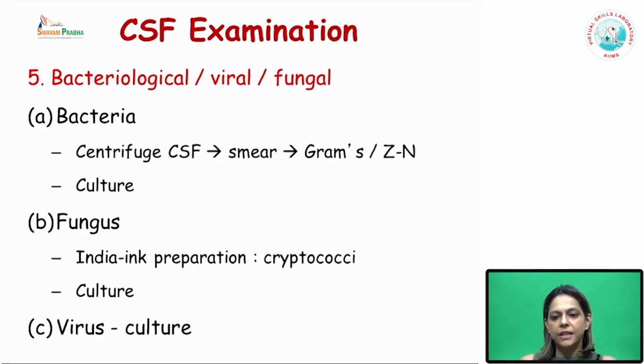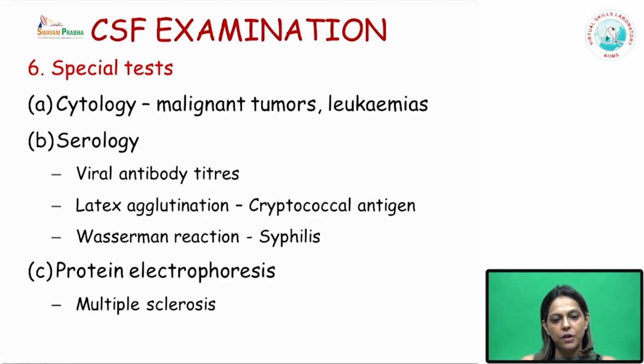You can stain your CSF sample for gram stain and Zn stain for looking at which kind of bacteria it is and to look for acid-fast bacilli. To look for fungal stains, you can do India ink preparation, which is very easy to do in a side lab. You can send the sample for culture, cytology, serology and protein electrophoresis.